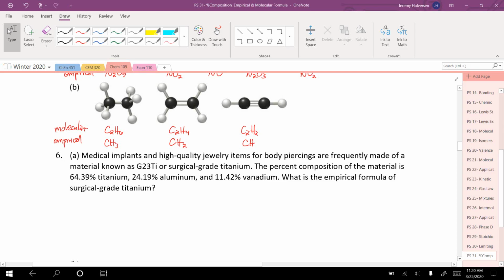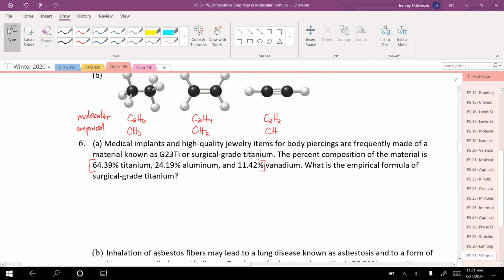Okay, so the empirical formula is just the simplest ratio of atoms or moles in your molecule. We collected a bunch of this surgical grade titanium, and we figured out this is what we have in our collection. We need to change that into moles so that we can find mole ratios to get our empirical formula.